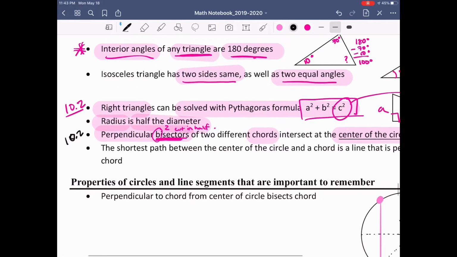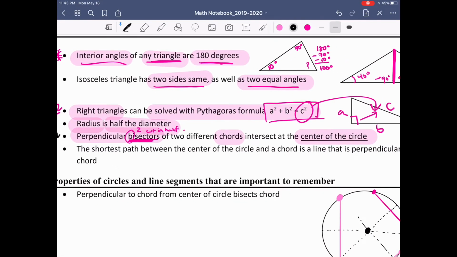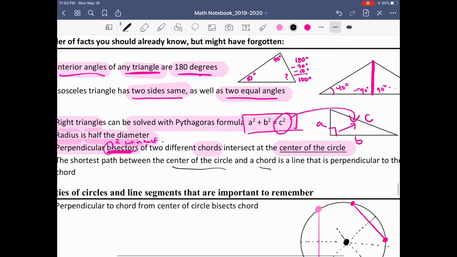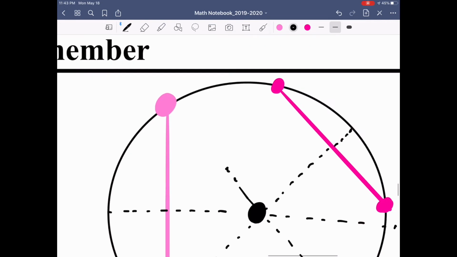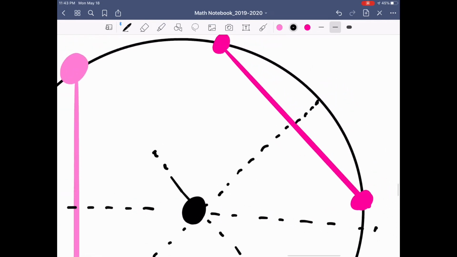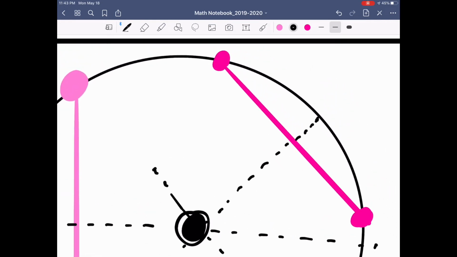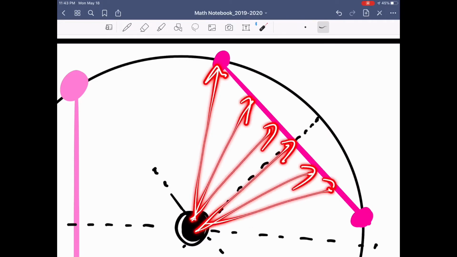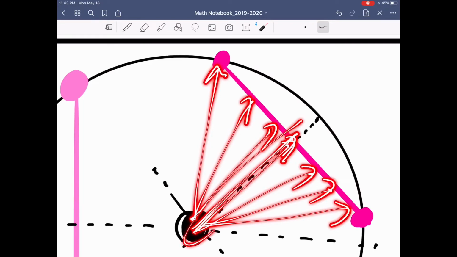Okay, and the last point says the shortest path between the center of the circle and a chord is a line that's perpendicular to the chord. So basically what it's saying is that the fastest way to get from the center of a circle right here to a chord, you can go here, you can go here, you can go here, you can go here, and so on. But the shortest pathway is the one that is this one right here.